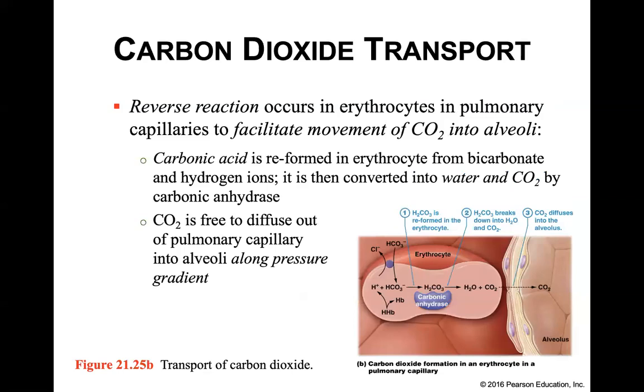The reverse reaction occurs in erythrocytes in the pulmonary capillaries to facilitate the movement of carbon dioxide into the alveoli. Carbonic acid is reformed in erythrocytes from bicarbonate and hydrogen ions, and then is converted back to water and CO2, where it then gets freely released to diffuse out of the pulmonary capillaries into the alveoli along the pressure gradients.